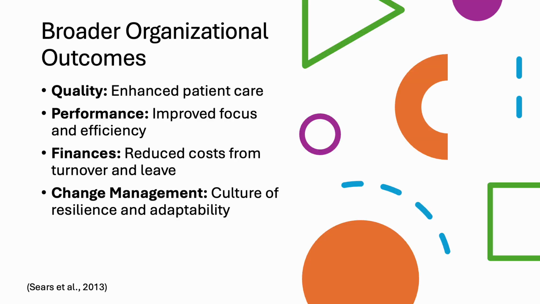So let's now look at the broader organizational outcomes. On a broader scale, care actually impacts the entire organization. So starting off with quality of care, emotionally supported staff give better care to patients. Performance, fewer distractions, higher productivity. Financial outcomes, reduced disability claims and lower turnover. And then lastly, change readiness. A leadership model like CARE promotes a flexible, resilient culture that can handle future disruptions, a culture that is resistant and adaptable.